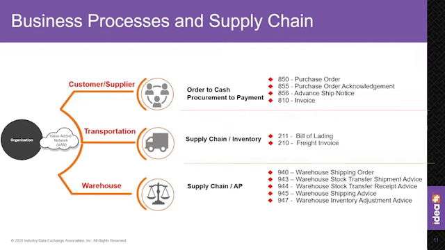So we talked a little bit about the efficiencies that can be gained in the order to cash process. The order to cash process and the procure to pay process are actually very similar. It's the same set of EDI business documents. One set is exchanged with customers, one set is exchanged with suppliers. So you'll either initiate the purchase order if you're ordering from a supplier, or you'll receive a purchase order if you are receiving an order from a customer.